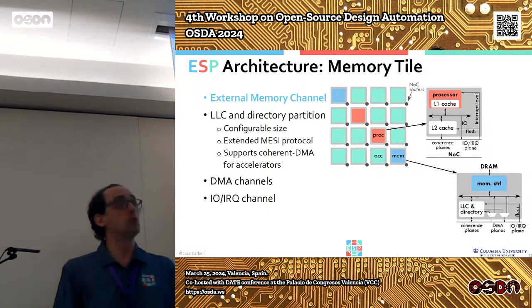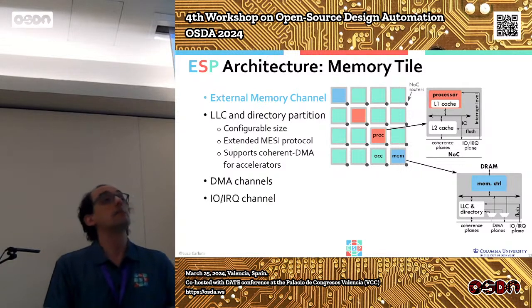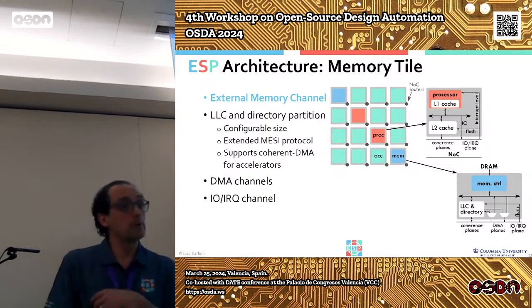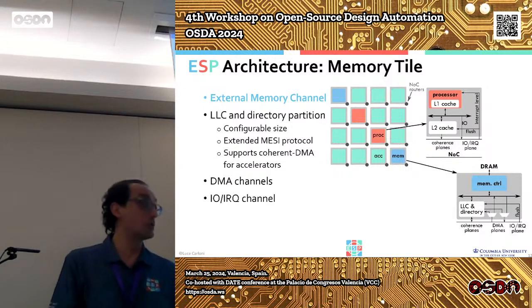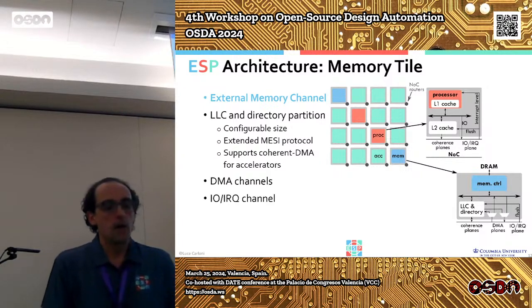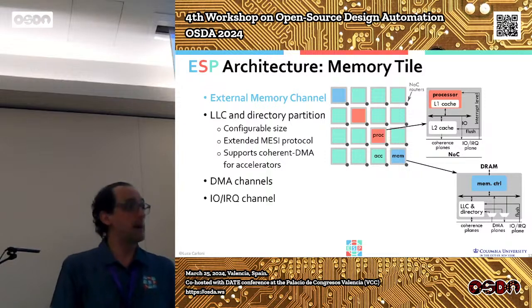If you have 2 or 4 memory tiles, the ESP methodology allows you to automatically partition the cache and partition the directory, so that you don't have to be concerned about that. It also supports DMA channels to bypass the cache, as you'll see a bit later.